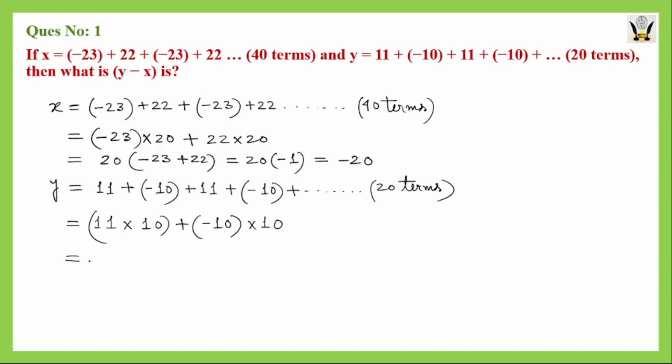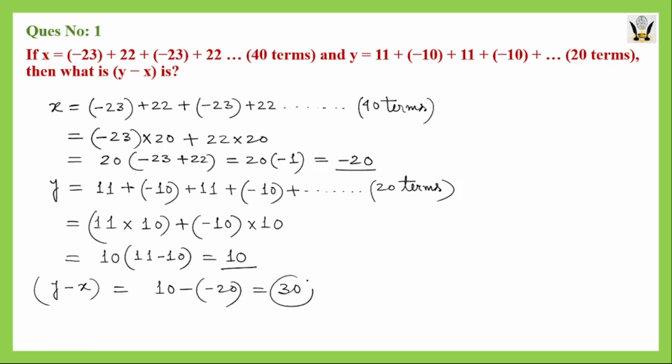Again it will follow the distributive law of multiplication, and 10 is the common factor. So within the bracket we will have 11 minus 10. That means finally it will be 10 only. And then if we evaluate y minus x, y we have obtained 10 and x we have obtained minus 20. It will be finally 30.